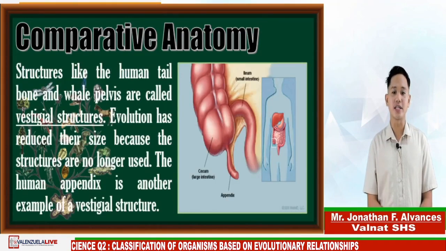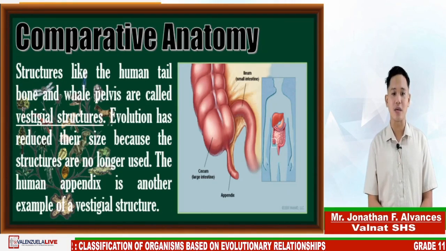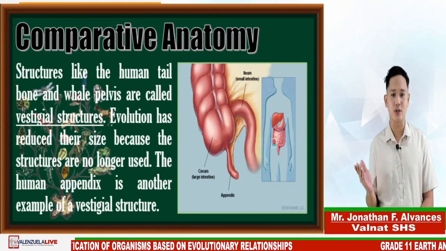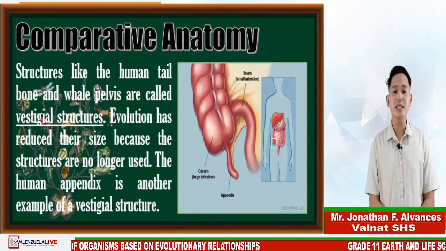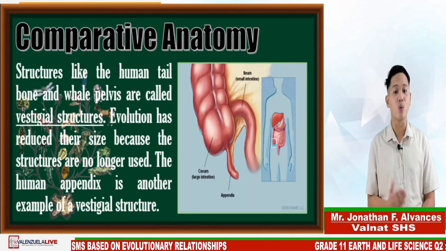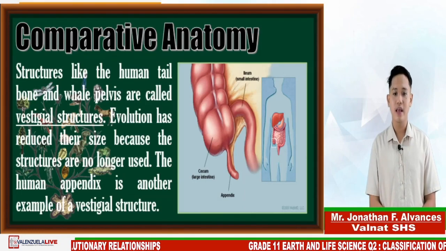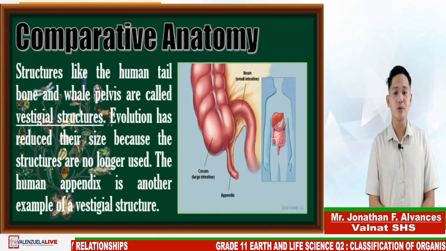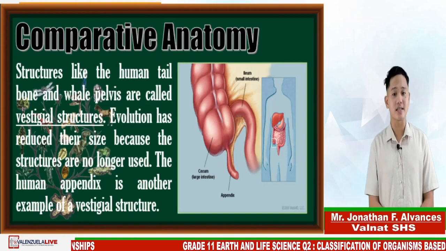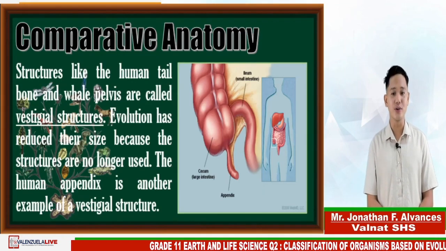Another structure studied in comparative anatomy is the vestigial structure. Structures like the human tailbone and whale pelvis are called vestigial structures. Evolution has reduced their size because the structures are no longer used.